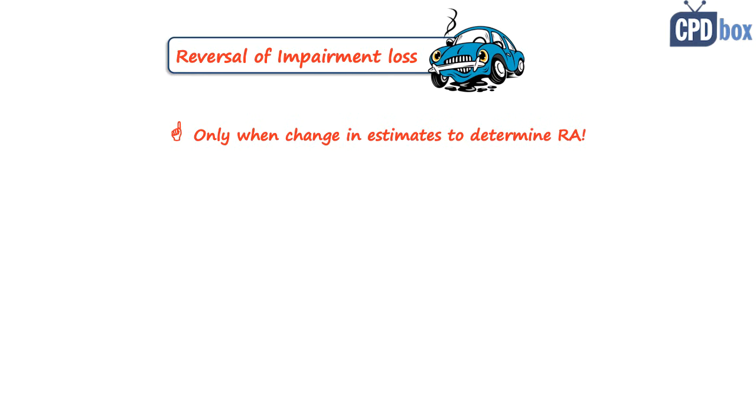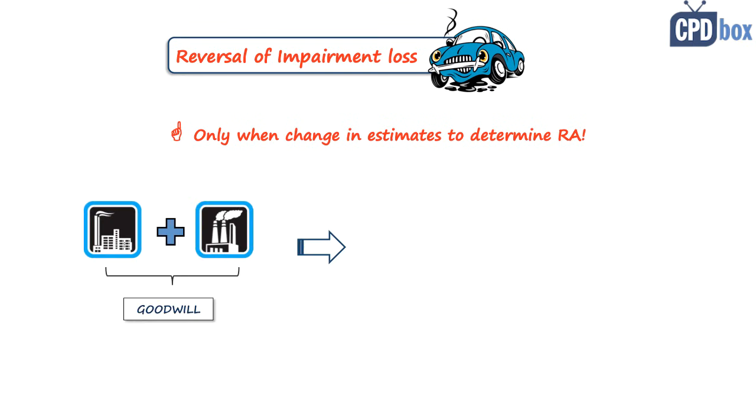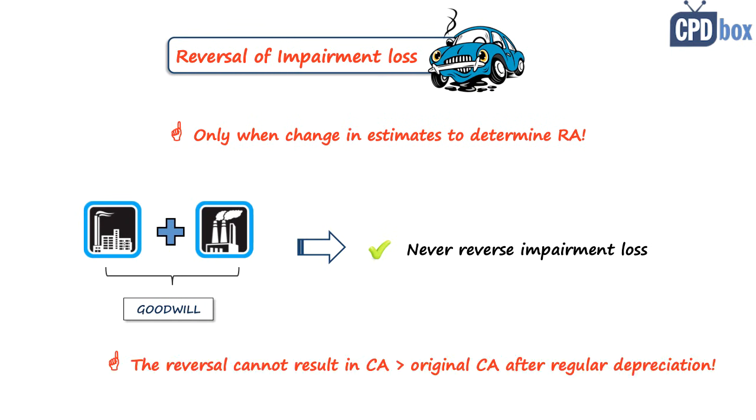But you cannot reverse impairment loss due to changes in asset's recoverable amount coming from passage of time or coming from unwinding the discount, all right? I'd like to mention here that you can never reverse impairment loss on goodwill, never. And other than this, the reversal cannot result in increased or revised carrying amount higher than would be the original carrying amount after regular depreciation charge. The interesting fact is that under US GAAP, you can never reverse impairment loss. So that's the bigger difference between IFRS and US GAAP currently.